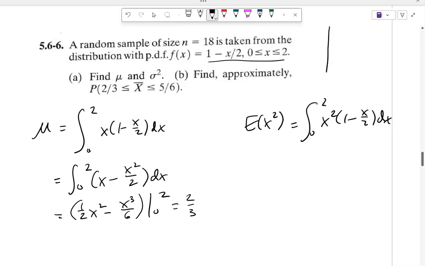Just as a little side note here, if you've done any physics, and done anything with centers of mass, this is a right triangle, so I can figure out how far to the right I need to go to balance that area. And since it's a triangle, it goes 1/3 of the way over. So I could have just looked at the picture and got the fact that the mean should be 2/3. That corresponds to physics.